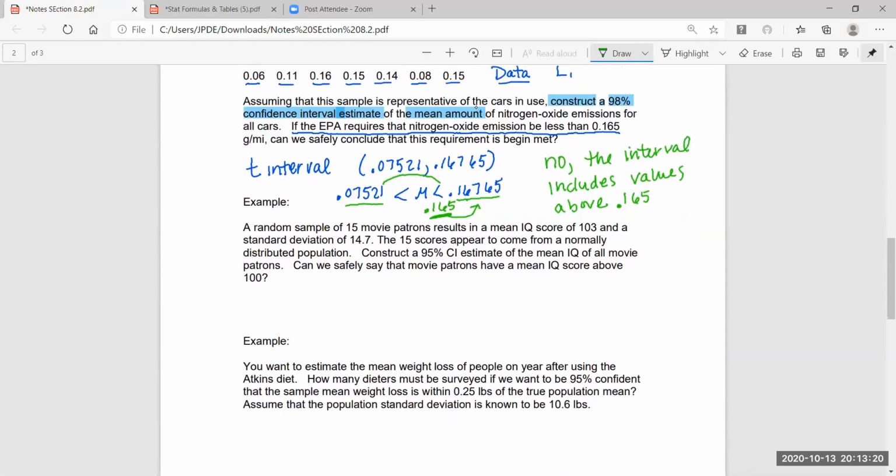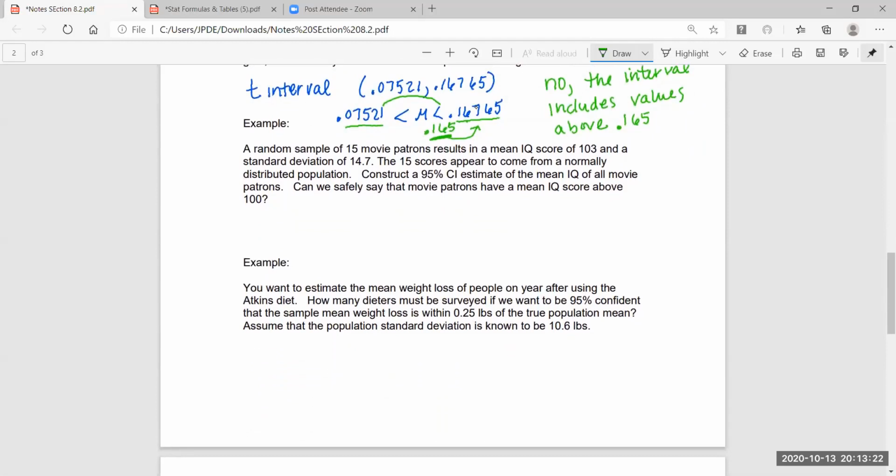Okay. Next example. I'm not going to switch over to the calculator on this one. This one says a random sample of 15 movie patrons results in a mean IQ score of 103 and a standard deviation of 14.7. The 15 scores appear to come from a normally distributed population. And the reason they tell you that is our requirement said either you had to have a large sample, greater than 30, or it had to come from a normally distributed population. And that is your central limit there.